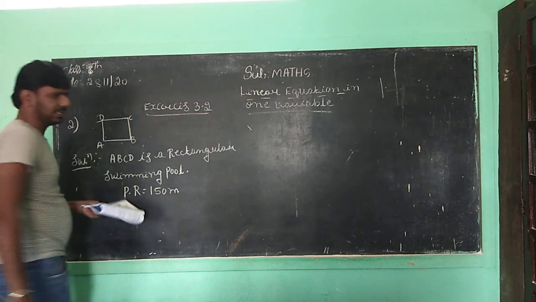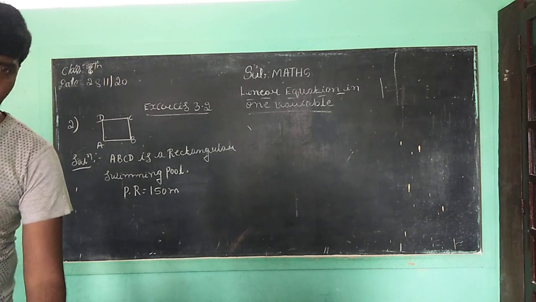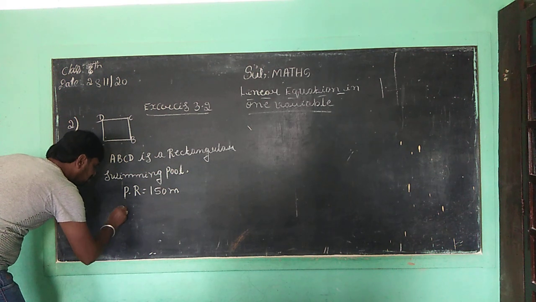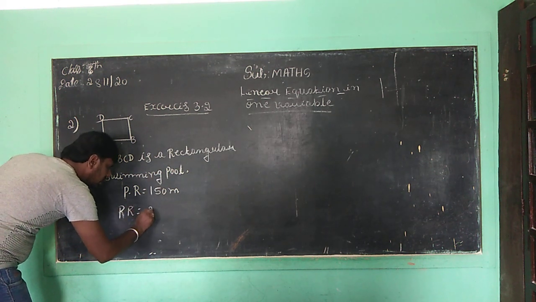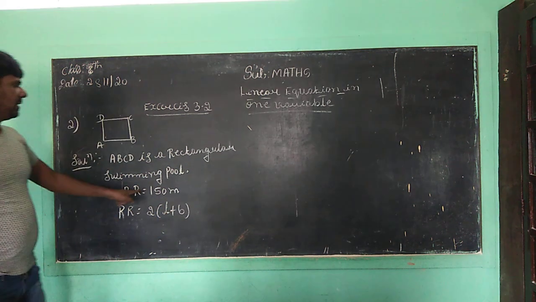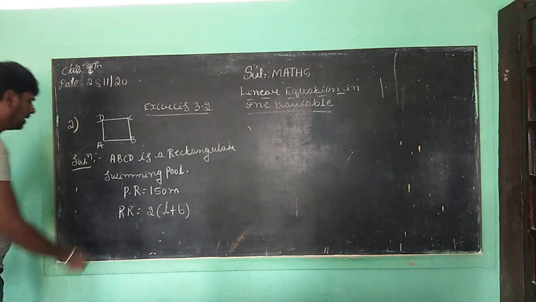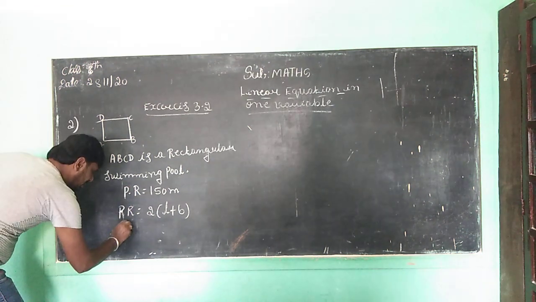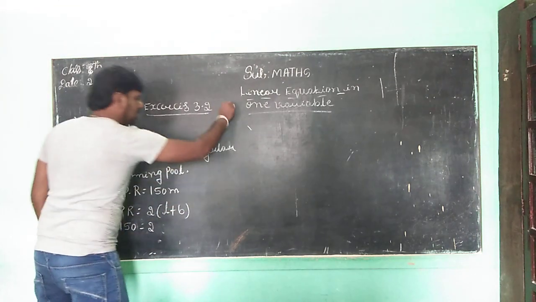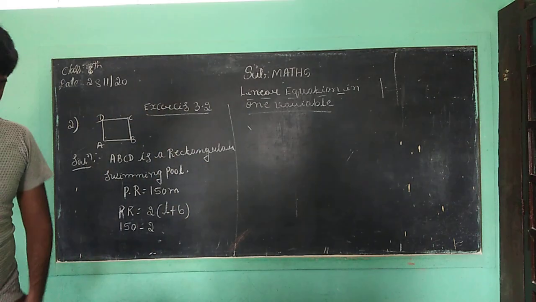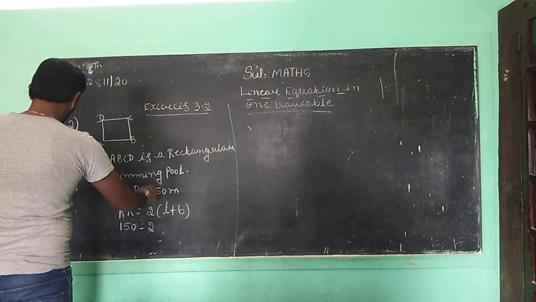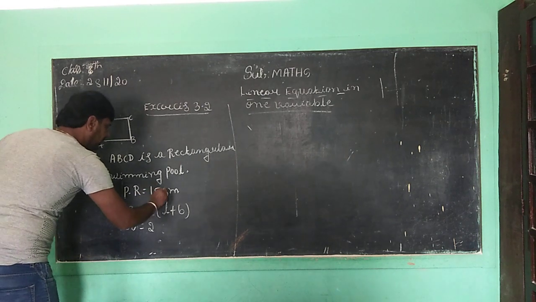The given is 150 meter. So children, what is the identity of the perimeter of a rectangle? Perimeter of a rectangle is equal to 2 of L plus B. Correct children? The given perimeter of a rectangle is equal to 150 meter. PR means perimeter of a rectangle. Children, now you want to write 150 is equal to 2 of L plus B. The perimeter of the rectangular swimming pool is 150. Correct children?